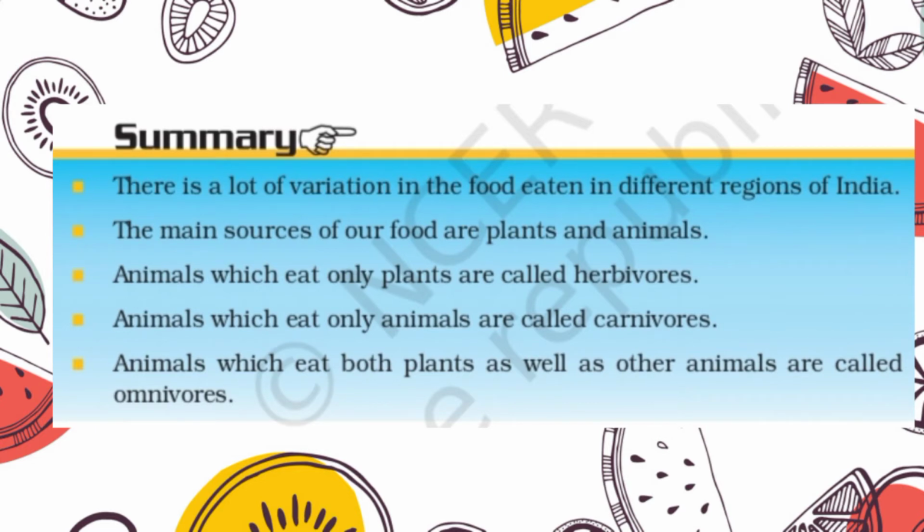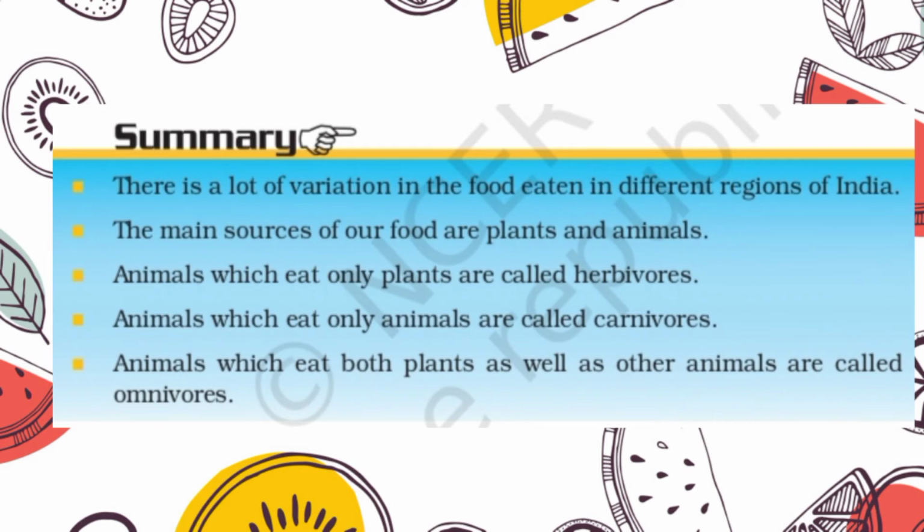So we have come across a chapter, that is Food: Where Does It Come From? Let us have a short summary of the chapter. There is a lot of variation in the food eaten in different regions of India, as we saw in the example of Girjappa and Rahul. They are from different states having different food. A lot of difference is there in the food eaten in different regions of India, that is in the South, North, East and West.